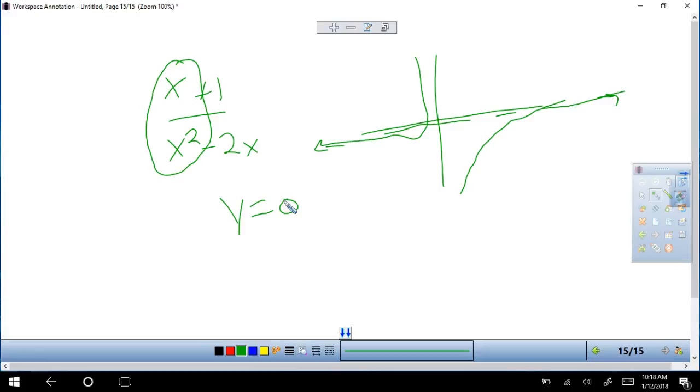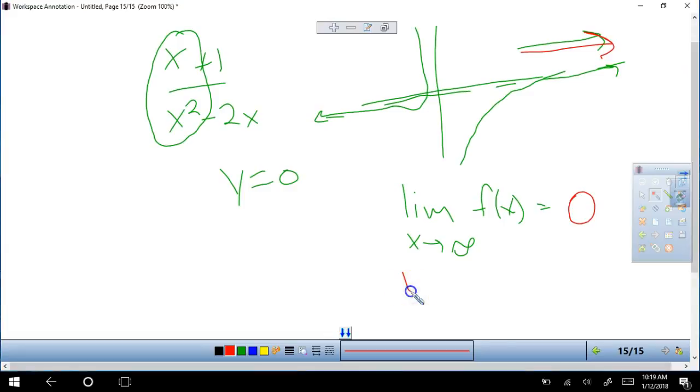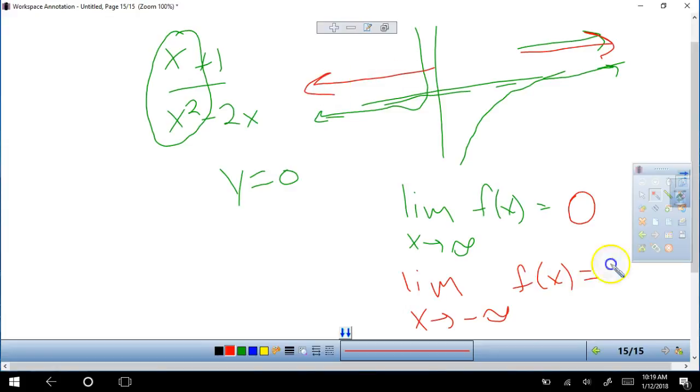So now for this one, because I know it's y equals 0, my limit as x goes to infinity of f of x. So as I go on forever this direction, I get closer and closer to 0. I have to deal with both. And then I also need to do limit as x approaches negative infinity of f of x. So as I go to the left, I get closer and closer to 0. So that's using limit notation to describe my end behavior of the horizontal asymptotes. Woohoo!